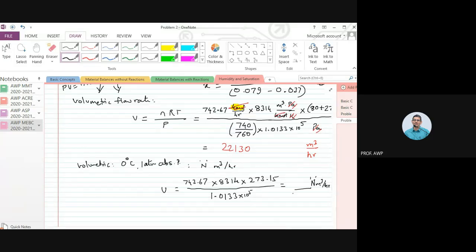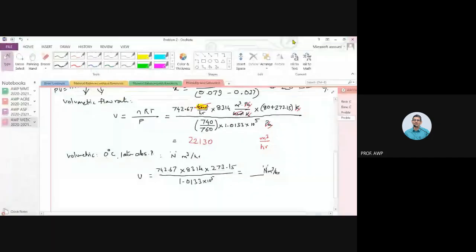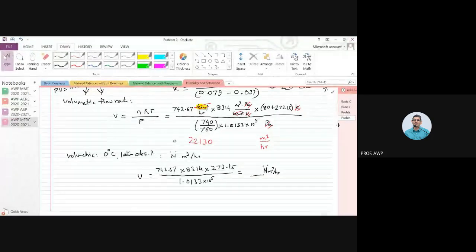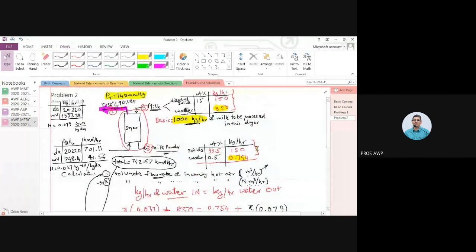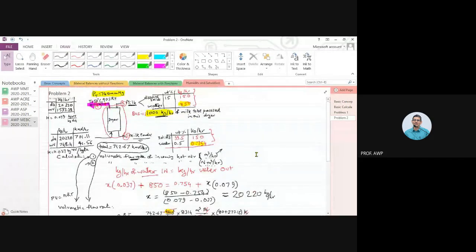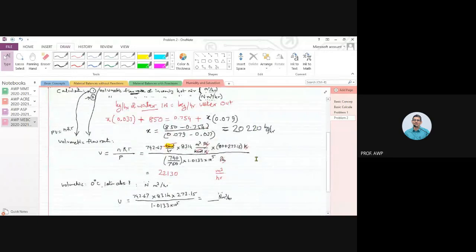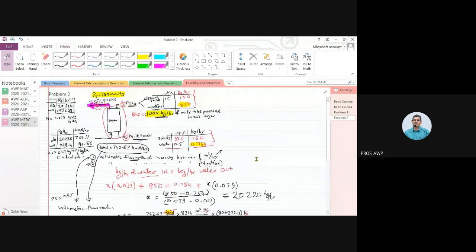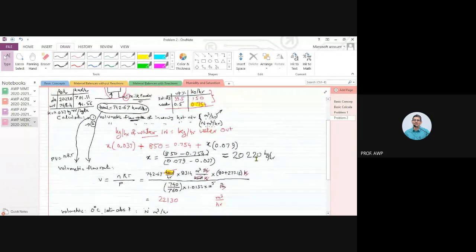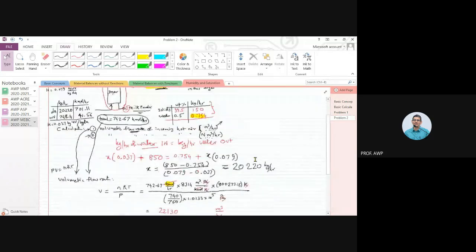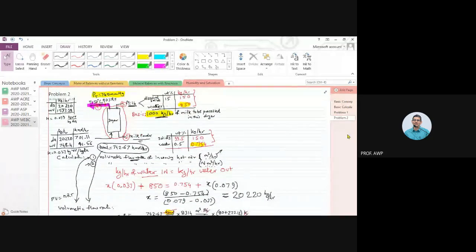All right, so that's how you will be able to solve. Anybody has any doubts? Any place where you got stuck, where you got lost? Can we go to the next problem? Yes, sir. Yes, sir.